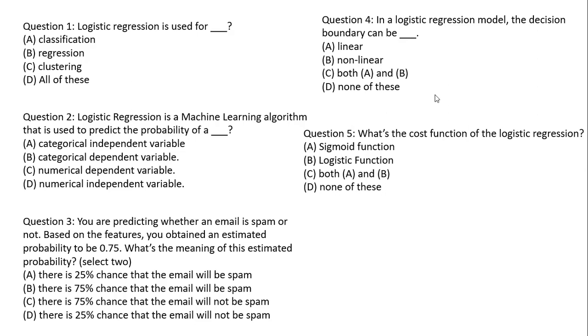So in a logistic regression model, the decision boundary can be A, linear. I told you this just now. I think it's both. So it will be non-linear? Tell me, Z equals WX plus B. Is that non-linear or linear? So we are discussing that, right? Where did that disappear? That's not logistic regression.